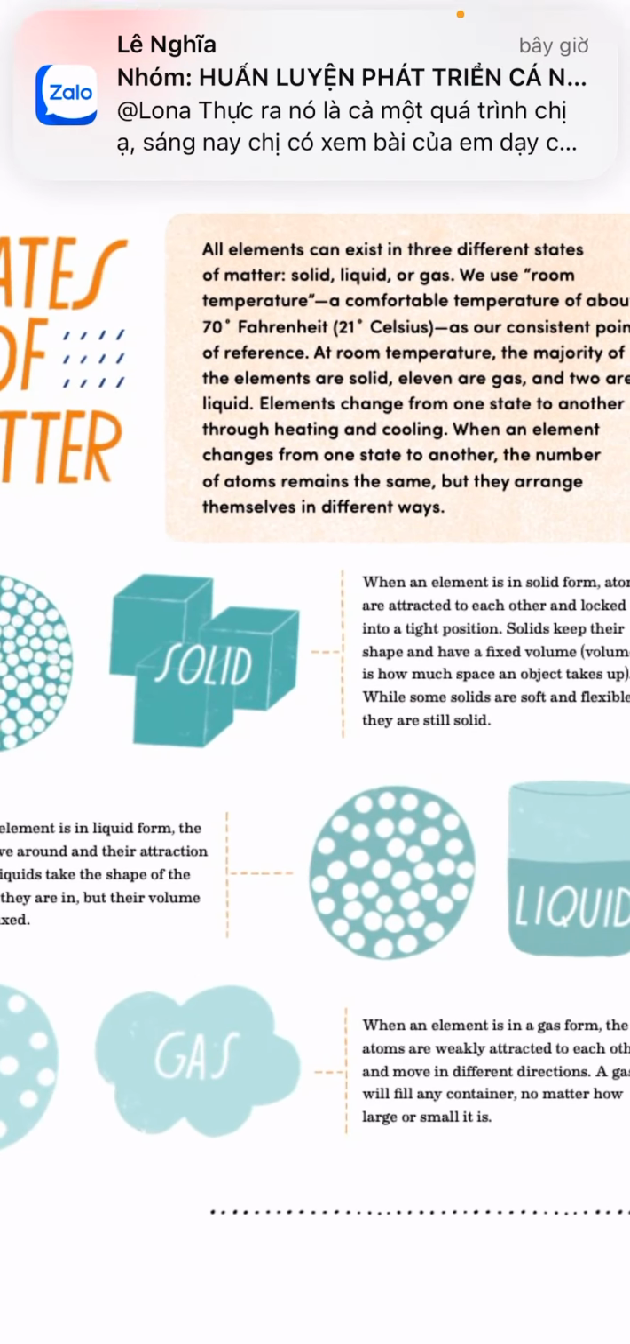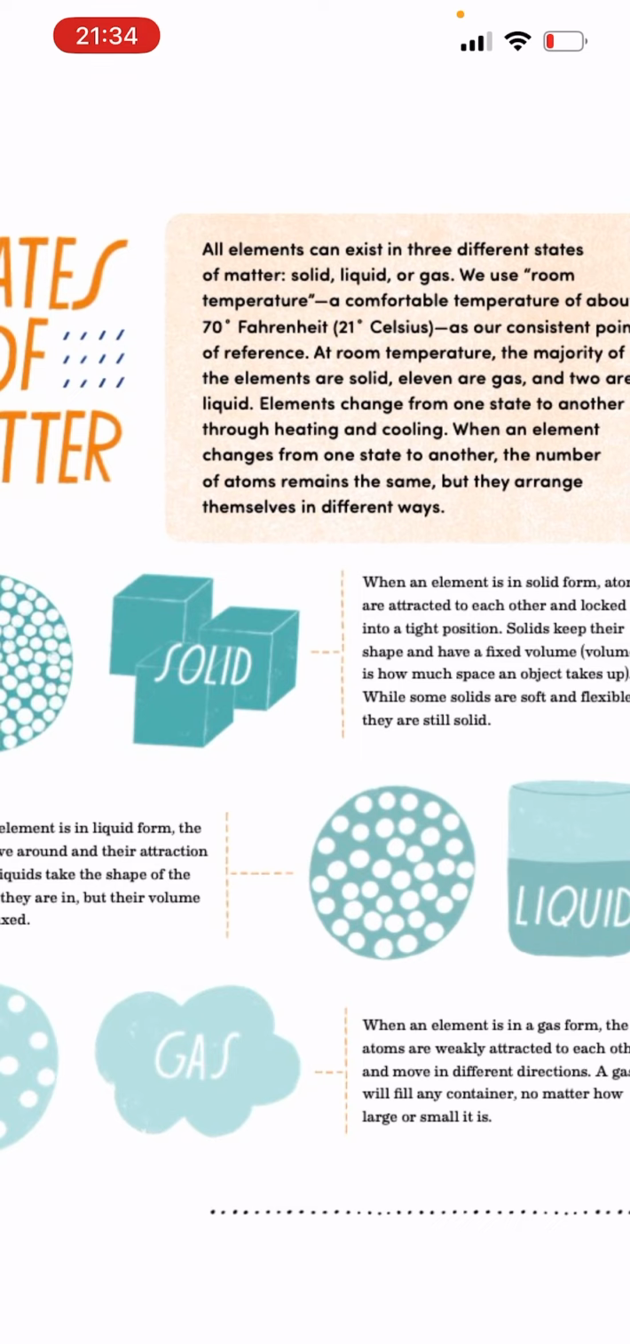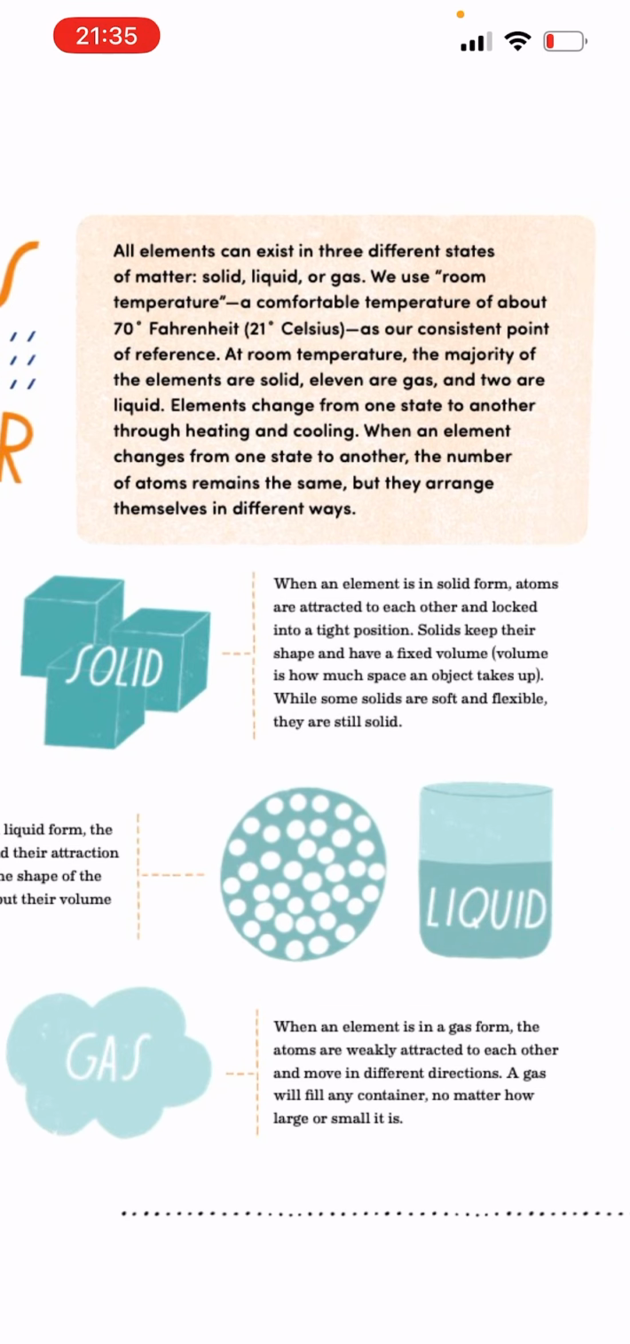States of matter. All elements can exist in three different states of matter: solid, liquid, or gas. We use room temperature, a comfortable temperature of about 70 degrees Fahrenheit or 21 degrees Celsius, as our consistent point of reference. At room temperature, the majority of the elements are solid, 11 are gas, and 2 are liquid. Elements change from one state to another through heating and cooling. When an element changes from one state to another, the number of atoms remains the same, but they arrange themselves in different ways.